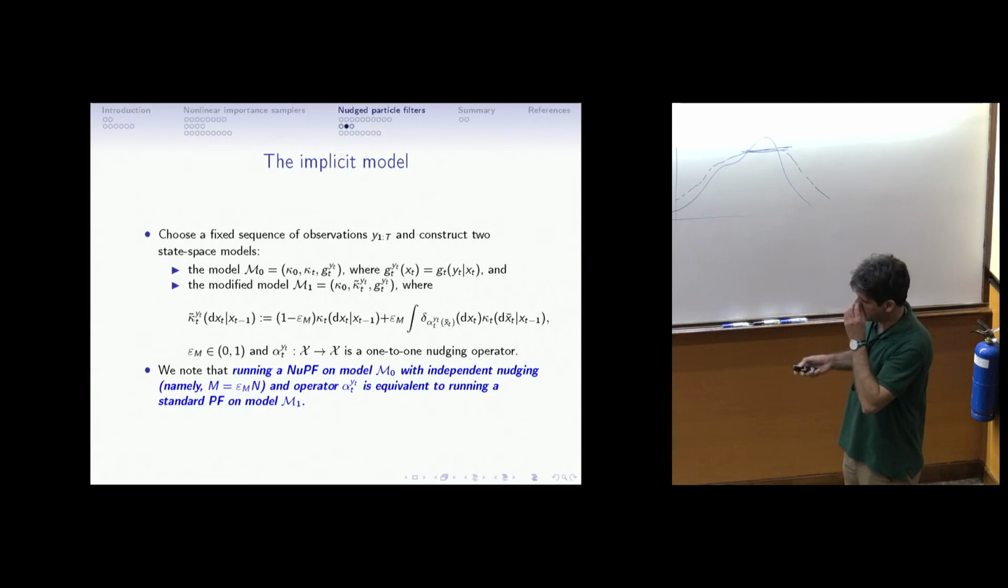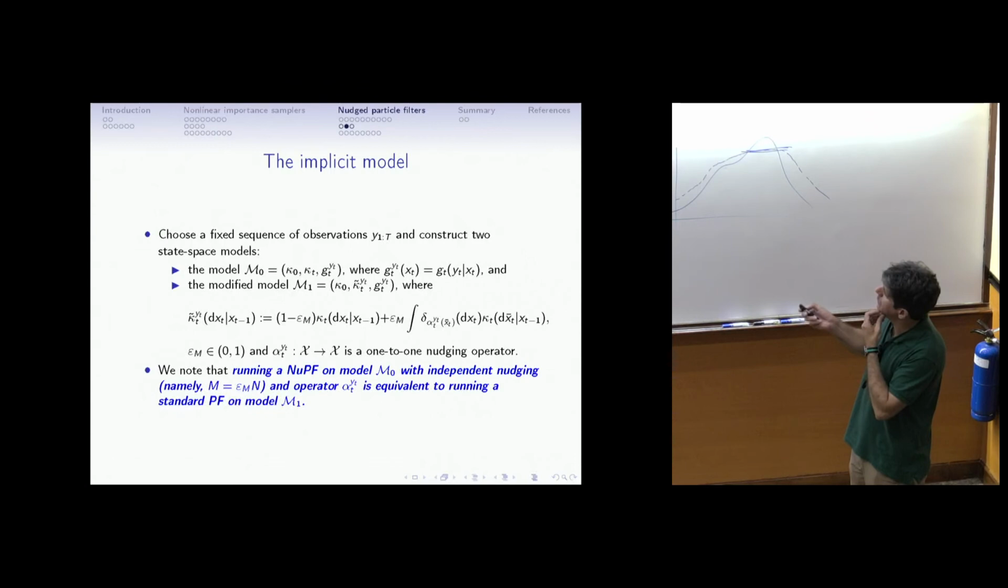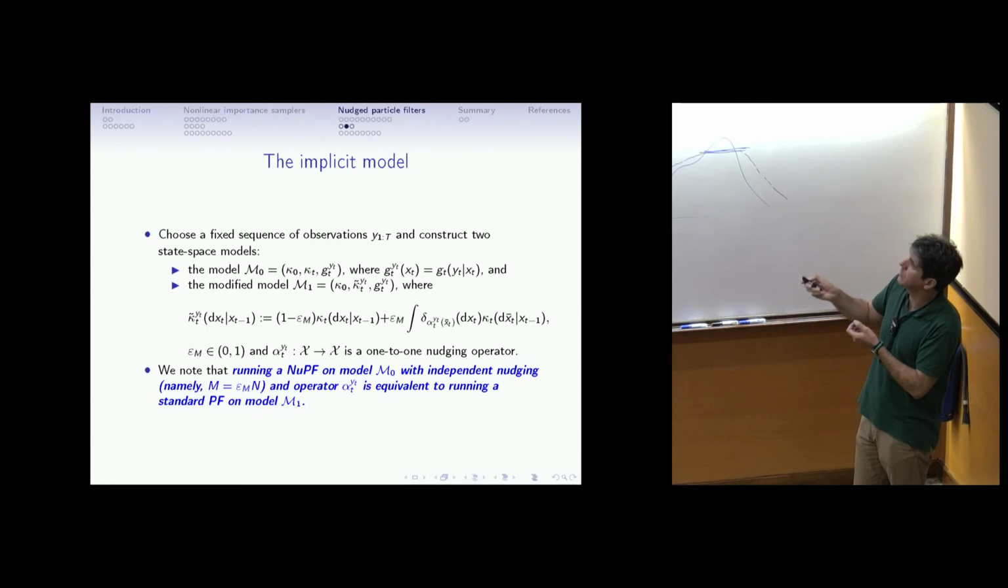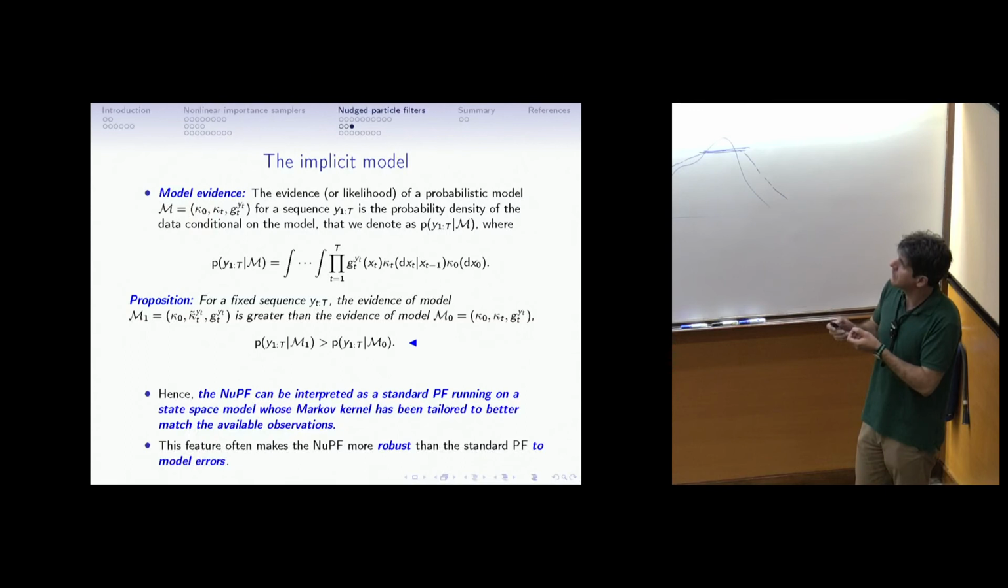So we tried to provide an explanation for this, and we came to this interpretation. Let M0 be this model, a state space model, and given a fixed set of observations, you construct a modified model of this form, depending on alpha, which depends on the observations as well. If you do this, it turns out that this nudged version of the bootstrap filter is just like another bootstrap filter, but running on the modified model rather than the original one. And it turns out that for the sequence of observations for which the modified model has been constructed, the evidence for that model, so the likelihood of the model, is always bigger than for the original one.